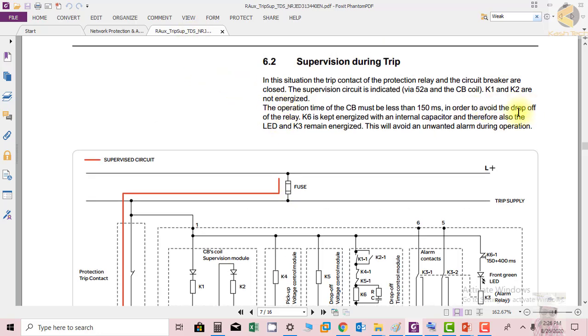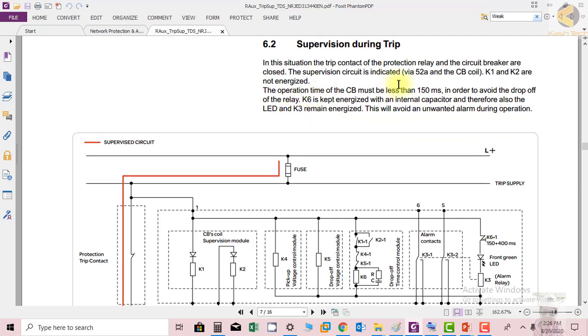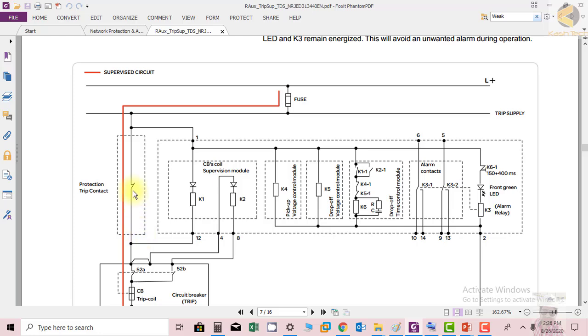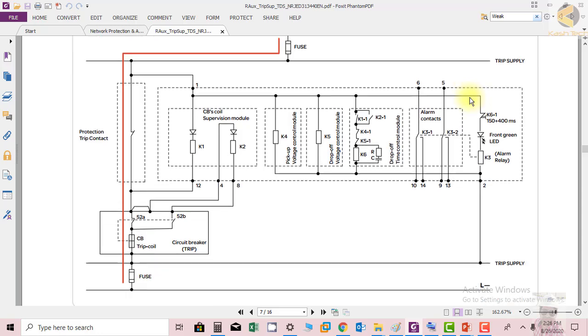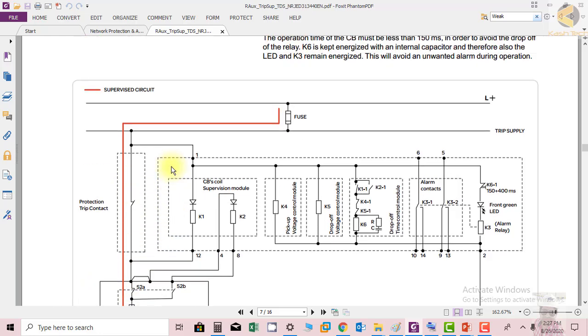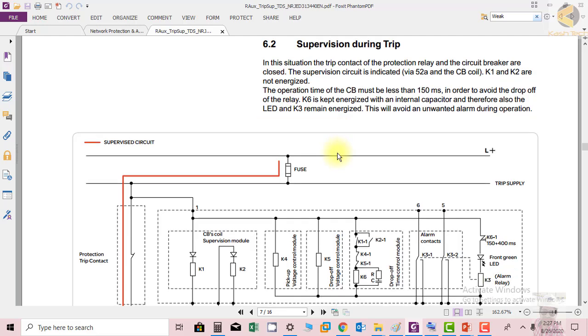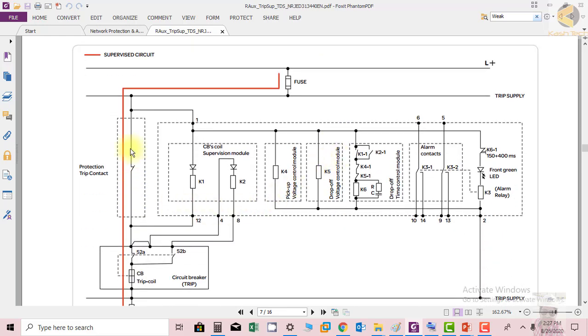So here you can say K1 and K2 both are de-energized when the breaker is closed and the trip command is being issued. You can see the operation time of the CB must be less than 150 milliseconds in order to avoid the drop off of the relay. K6 is kept energized with the internal capacitor, and therefore the LED also remains energized. Otherwise it provides an unwanted alarm during operation. So the tripping time, operation time, everything, issuance of the command and opening of the breaker, should be less than 150 milliseconds. Normally this time is 30 to 40 milliseconds.